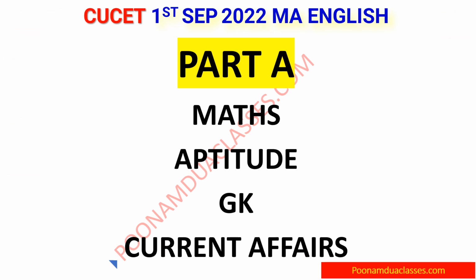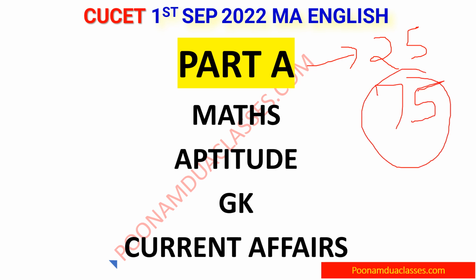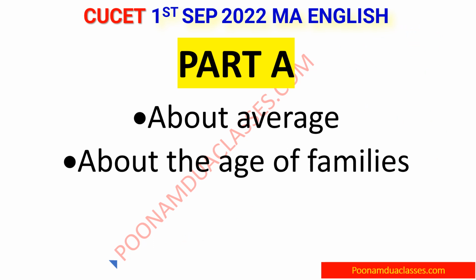It was divided into two parts. Part A had 25 questions, and Part B had 75 domain questions related to literature and 25 questions of maths, aptitude, GK and current affairs. My students could give me a few questions word to word, and for a few they just told me that they were about average or about the age of families.